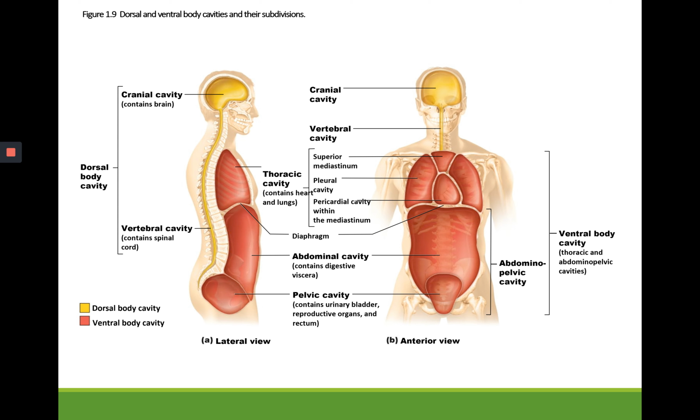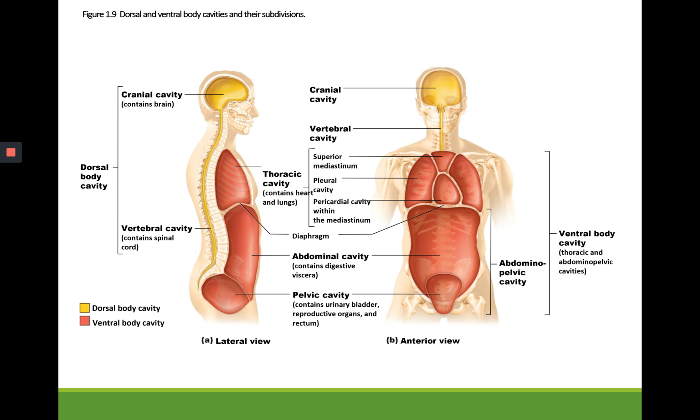If we look at the ventral body cavity, we can see that it's separated into the thoracic cavity and the abdominal pelvic cavity. But in the thoracic cavity, you also have the pleural cavities, two because you have two lungs. You also have the pericardial cavity, you have one heart. And then you have an area above the heart called the superior mediastinum. That's an area where large blood vessels and your bronchi that go into your lungs are located. But actually that entire middle region is called the mediastinum, and just the part above the heart is the superior part of the mediastinum.